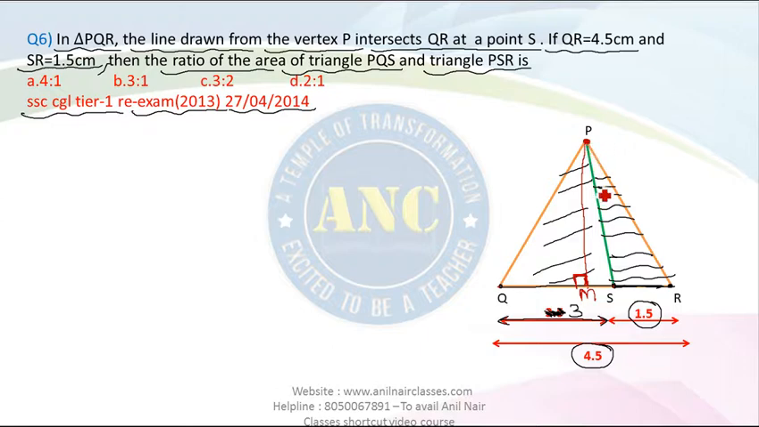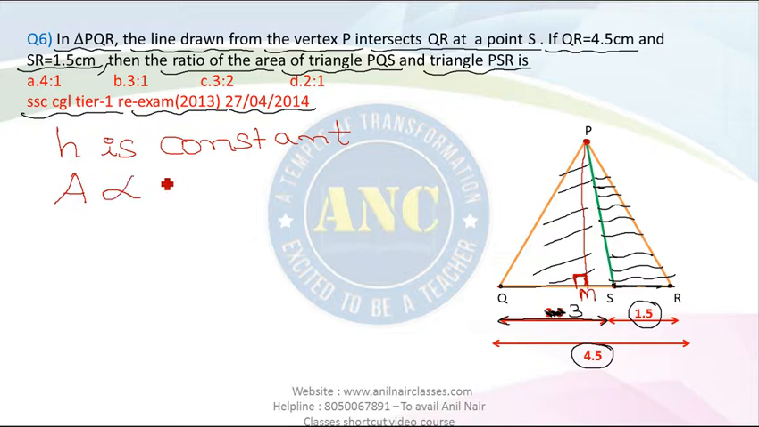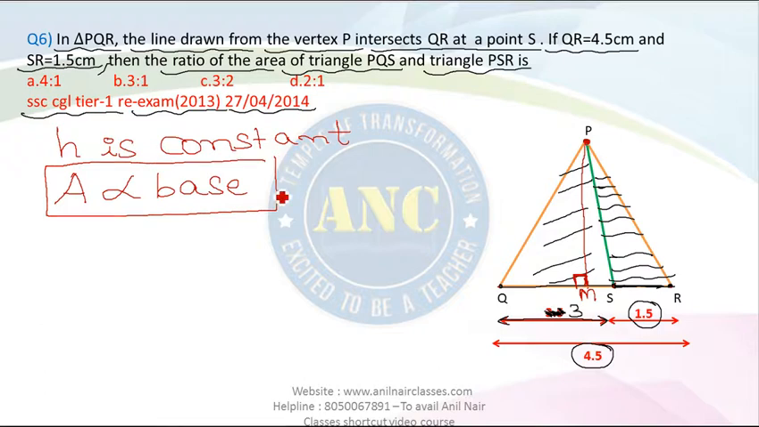What is the height for the other triangle PSR? For triangle PSR also, the height is the same PM. That means the height is the same PM for both triangles PQS and PSR. In simple language, I can say that the height is constant. I hope I am making sense for you, sir. If the height is constant, area is directly proportional to base. This is something we have already learnt.